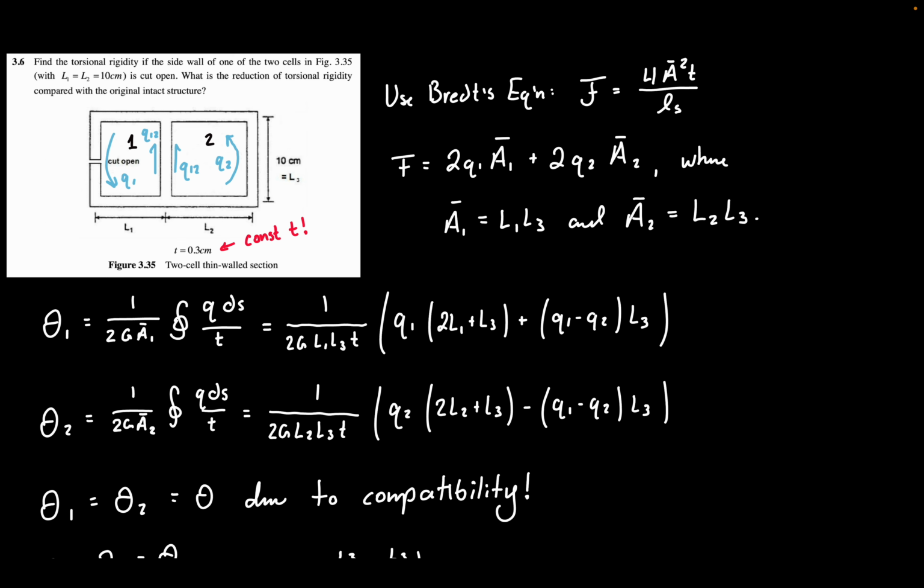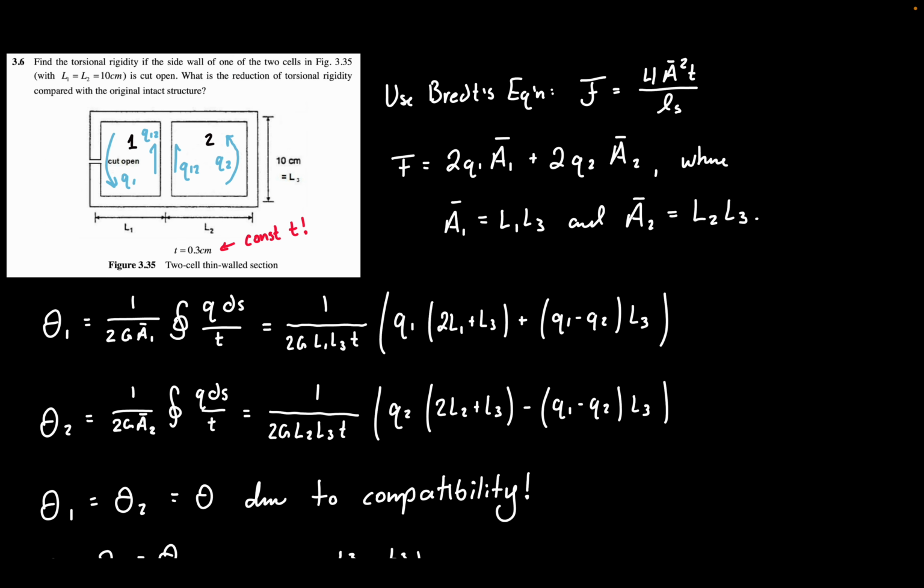So essentially for this problem, it'll be a very similar start where we'll start out using Bredt's equation, and we can use this modification of Bredt's equation because we have a constant thickness all the way throughout. And then with the overall torque throughout the structure, that's essentially the summation of 2 times the shear flow of the first section times the area of the first section, and then also 2 times the shear flow of the second section times the area of the second section. And we're just adding those up together. And then here, A1 is L1 times L3, and A2 is L2 times L3.